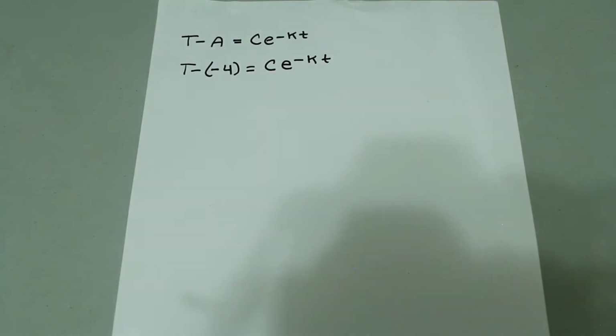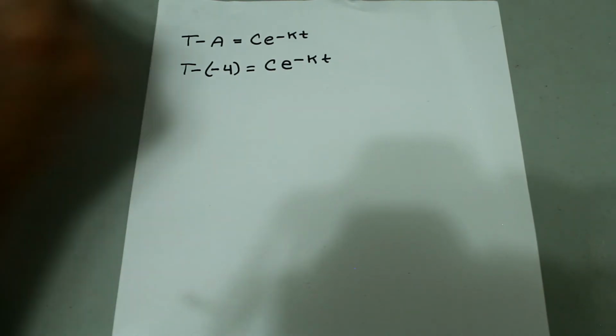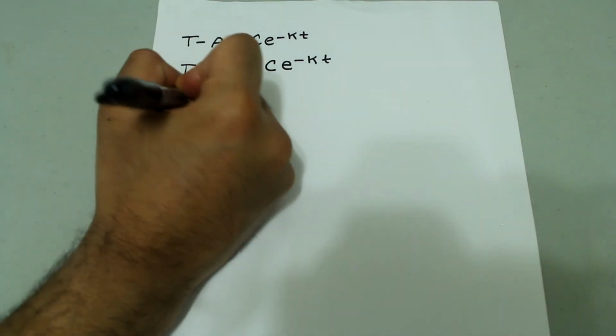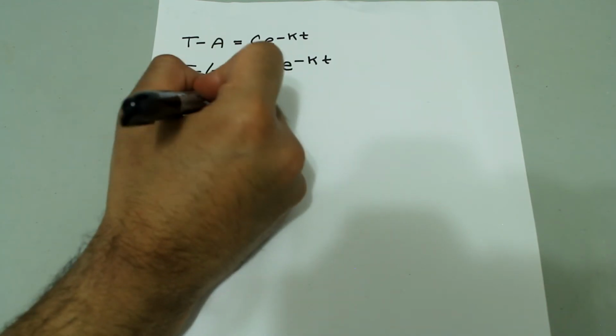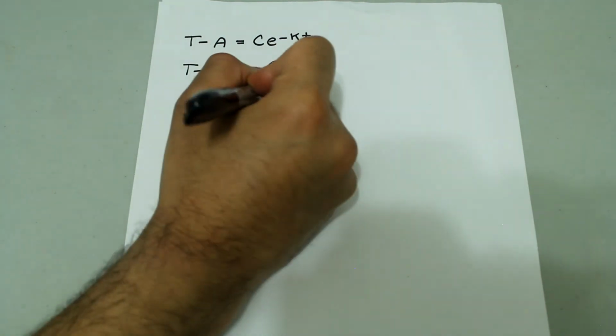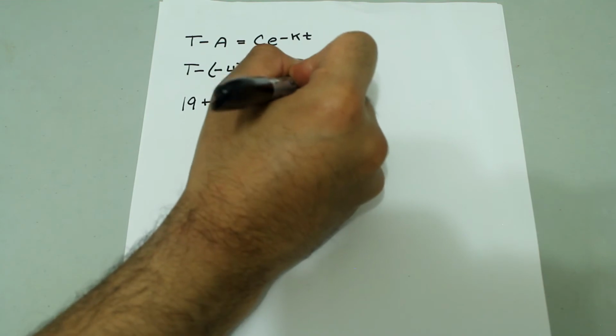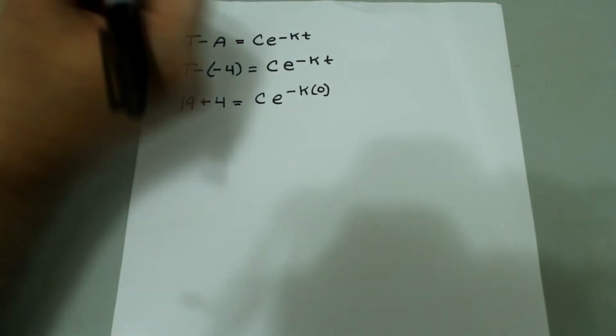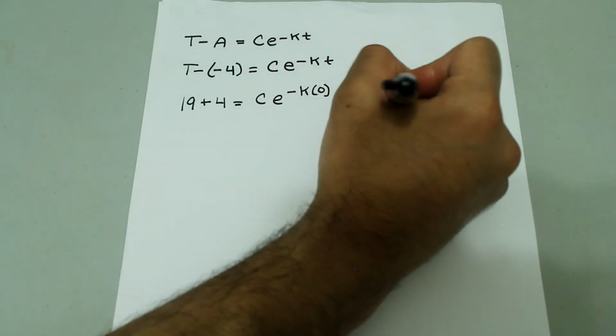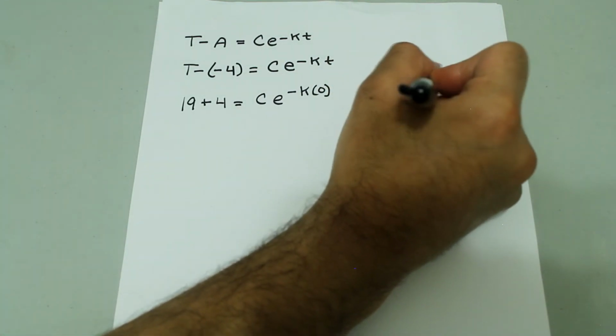When time equals 0, the temperature reading is 19 degrees Celsius. So we're going to use that information and figure out the value of C. So we have 19 minus negative, that's just plus 4, is equal to C e to the negative K, and time equals 0. And anything raised to 0 power is just 1. So C is equal to 23.